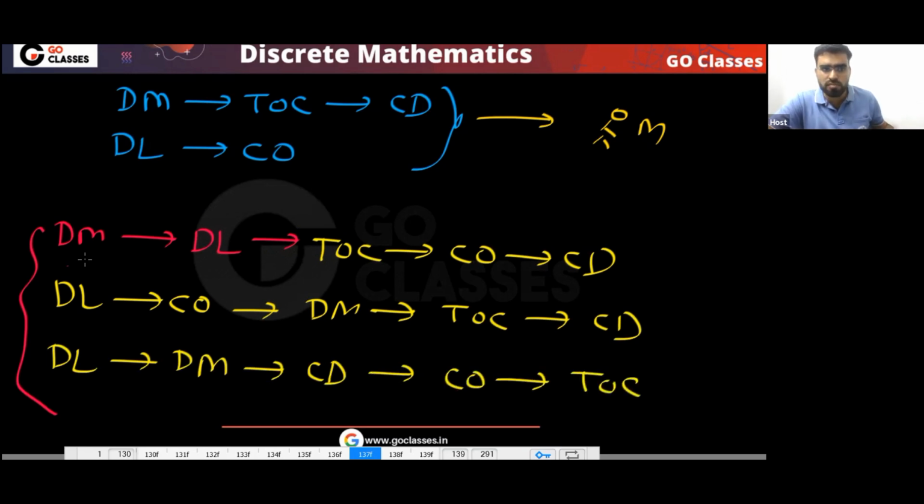Which of them is the correct order? Which satisfy this? So this is also fine, this is also fine, but this is not fine. Definitely this is not fine, right? So are you getting my point?